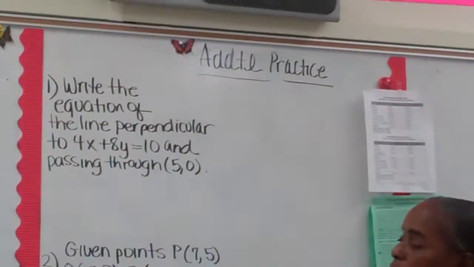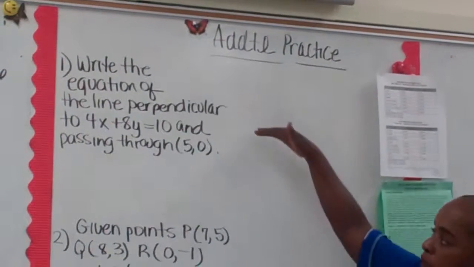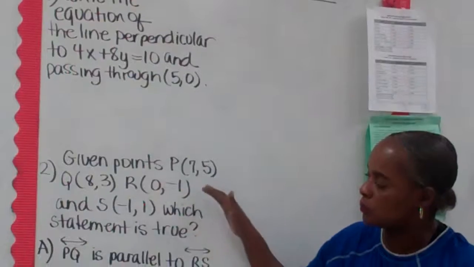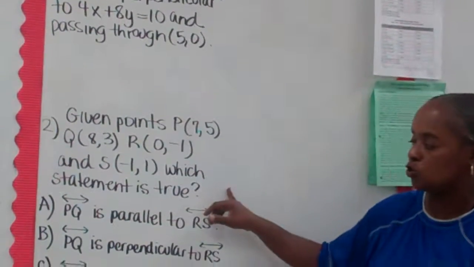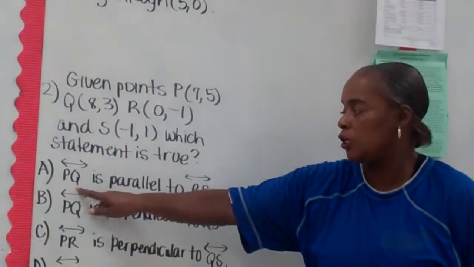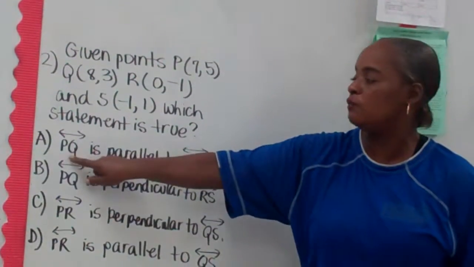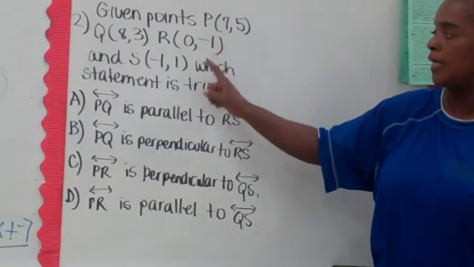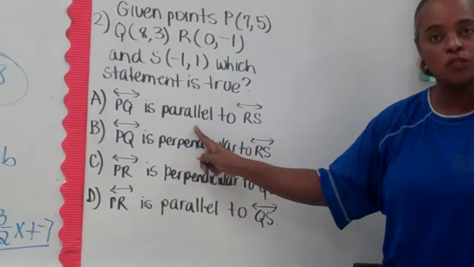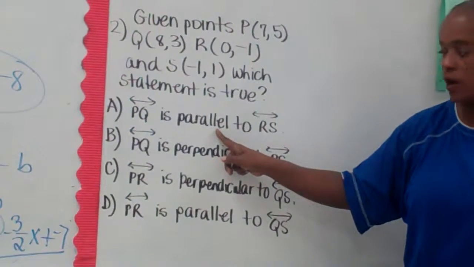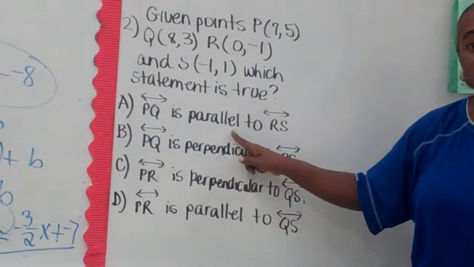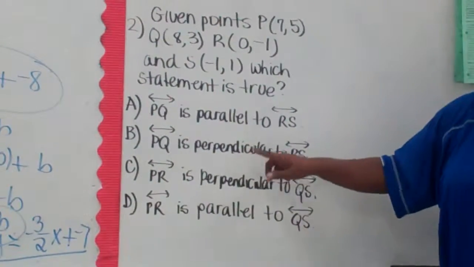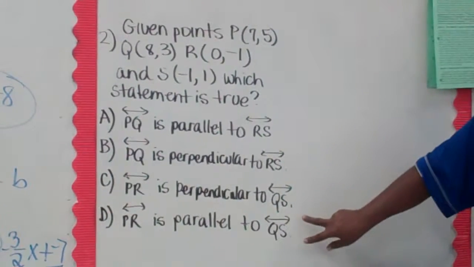All right, on the next side of the board, I do have the additional practice, one problem to match. I do want to talk a little bit about problem number 2, because you're given a bunch of points, and it says which statement is true. Line PQ is parallel to line RS. That means you need to find the slope of P and Q and compare it with the slope of R and S. If those slopes are the same, then this is the correct answer, parallel. If the slopes are negative reciprocals of each other, then this would be the correct answer, perpendicular. If neither of those things happen, then you're down to C and D.